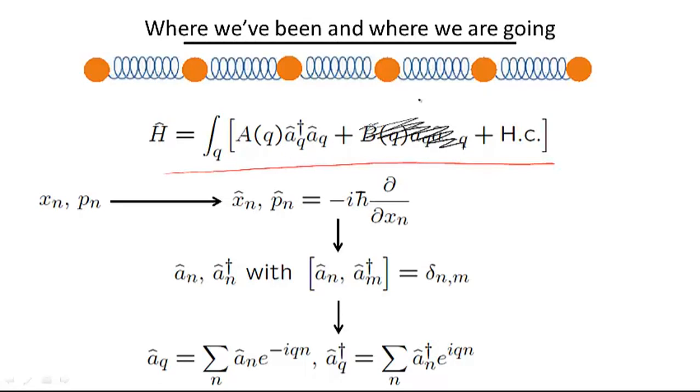But of course, we do have this term, and we don't know what to do with it. So the spectrum of this Hamiltonian is not at all obvious.